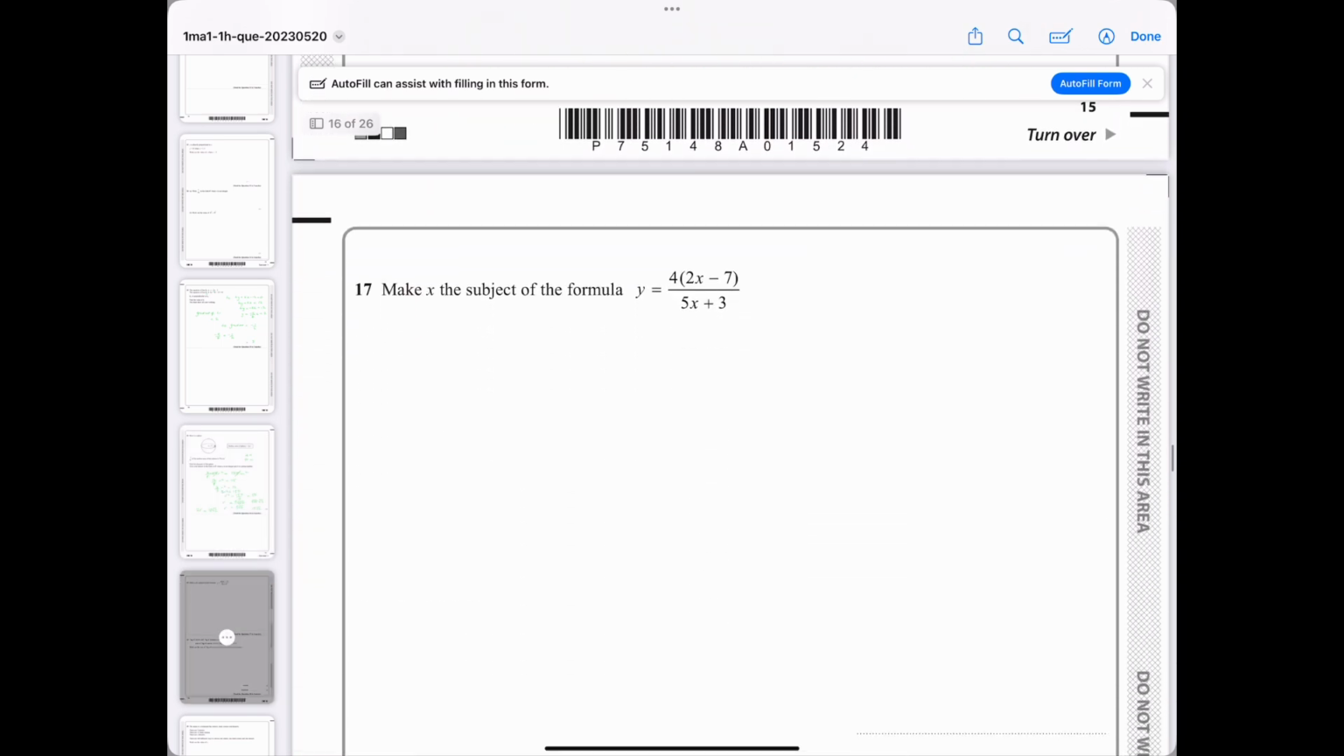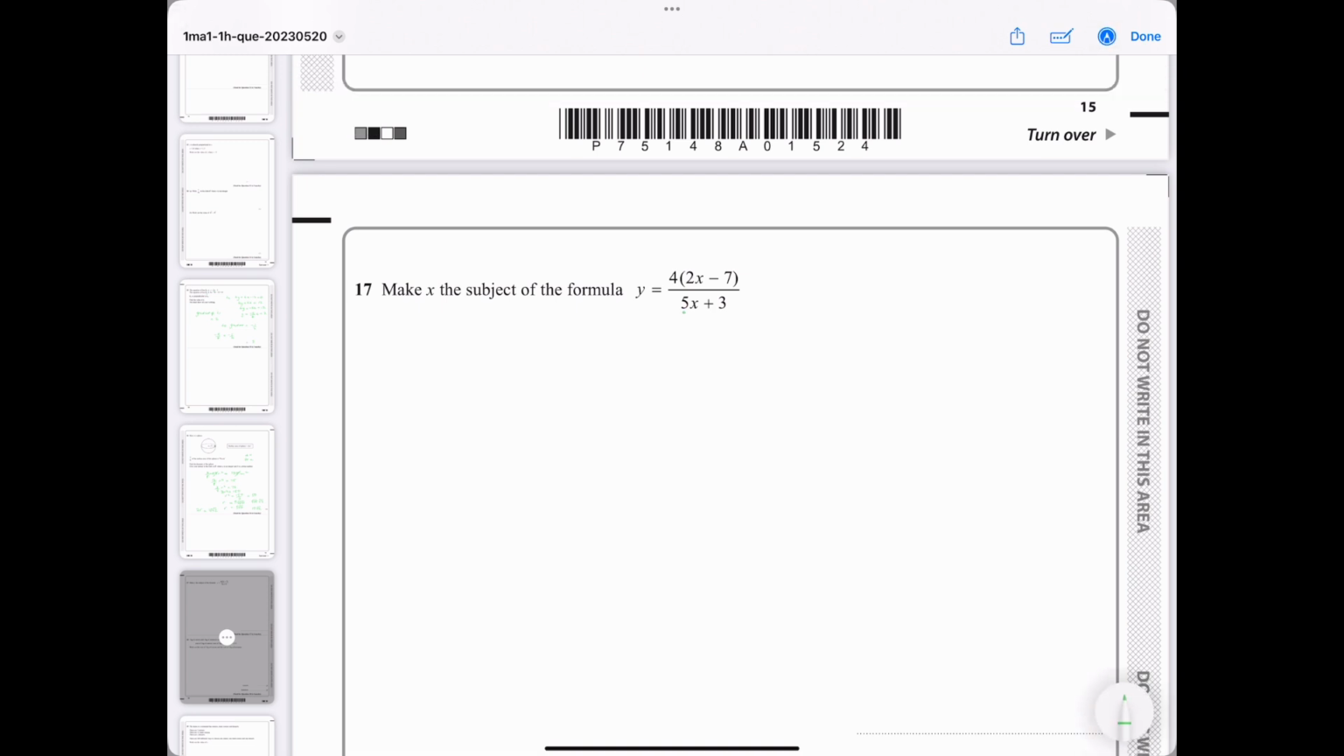Okay, make x the subject. So for this, the first thing you need to do is times out. So you've got y times 5x plus 3 equals 4 times 2x minus 7. And then we'll expand both brackets. So it's 5xy plus 3y equals 8x minus 28.